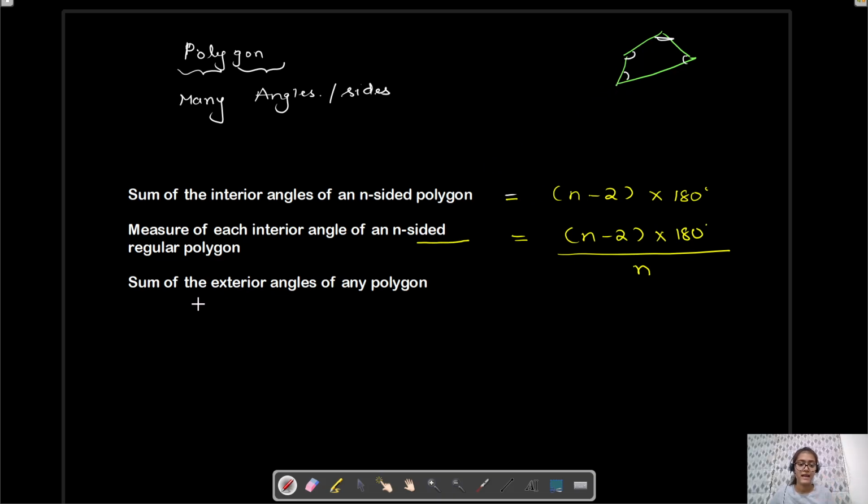Then we have the sum of the exterior angles of any polygon. So if you take any polygon and you find the sum of its exterior angles.